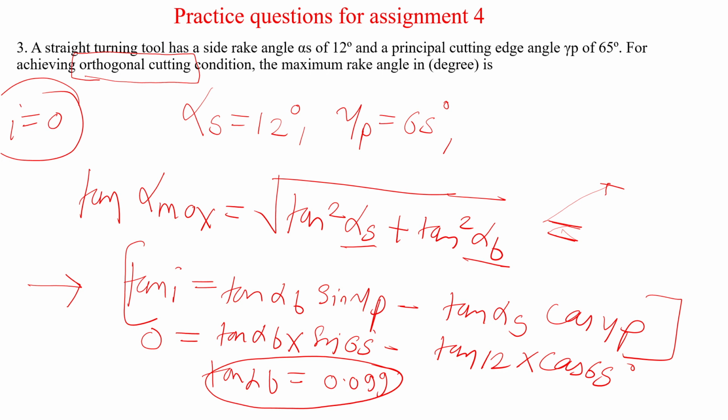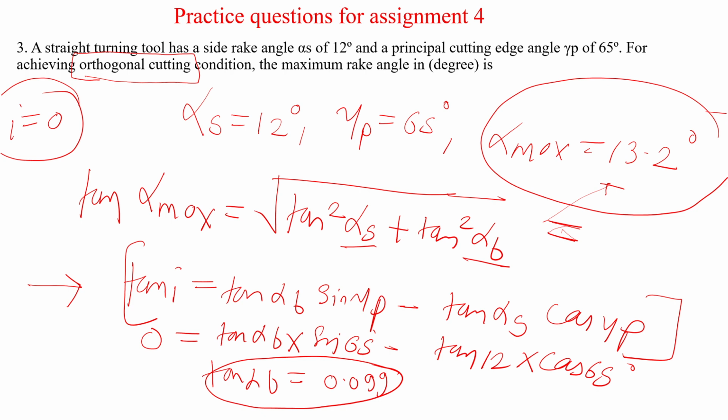13.17. 13.17 is the value of this, right? Maximum rake angle. Yes, alpha max is coming around 13.2 something. Yeah, right. Fine. This is the answer. The only trick in this question was that you need to remember first of all this one formula, second this formula, and you should know for orthogonal cutting I is 0. The rest is very easy.